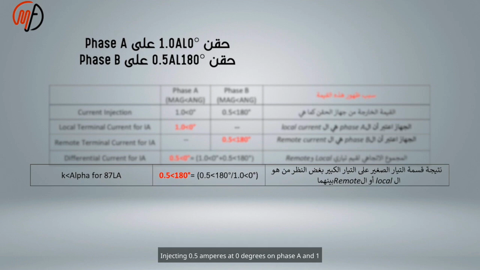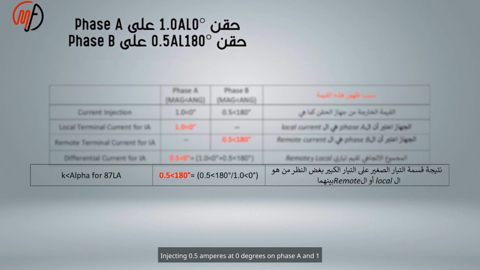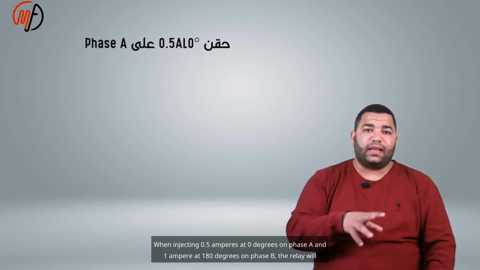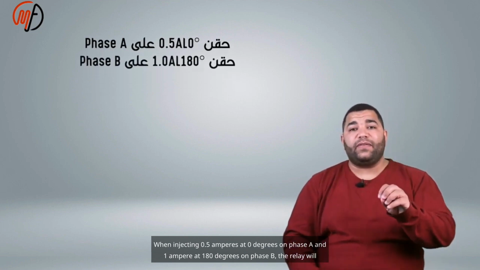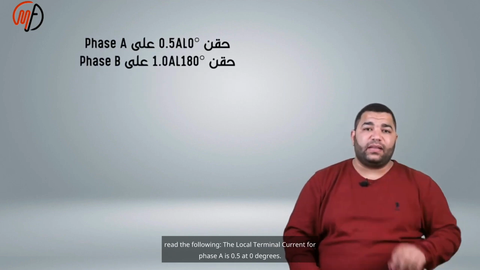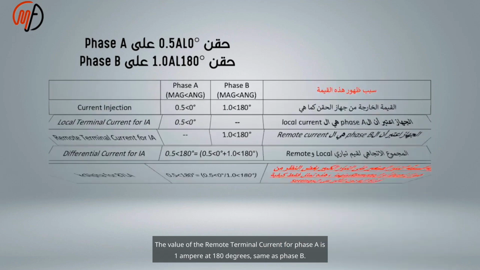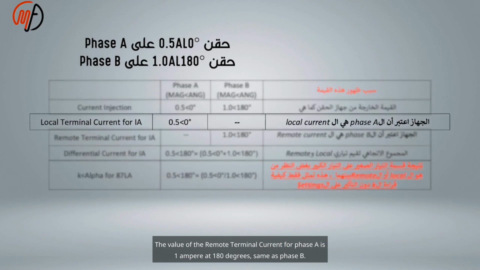This results from dividing the small by the large current, regardless of which is local or remote. When injecting 0.5 amperes at 0 degrees on phase A and 1 ampere at 180 degrees on phase B, the relay will read the following. The local terminal current for phase A is 0.5 at 0 degrees. The value of the remote terminal current for phase A is 1 ampere at 180 degrees, same as phase B.